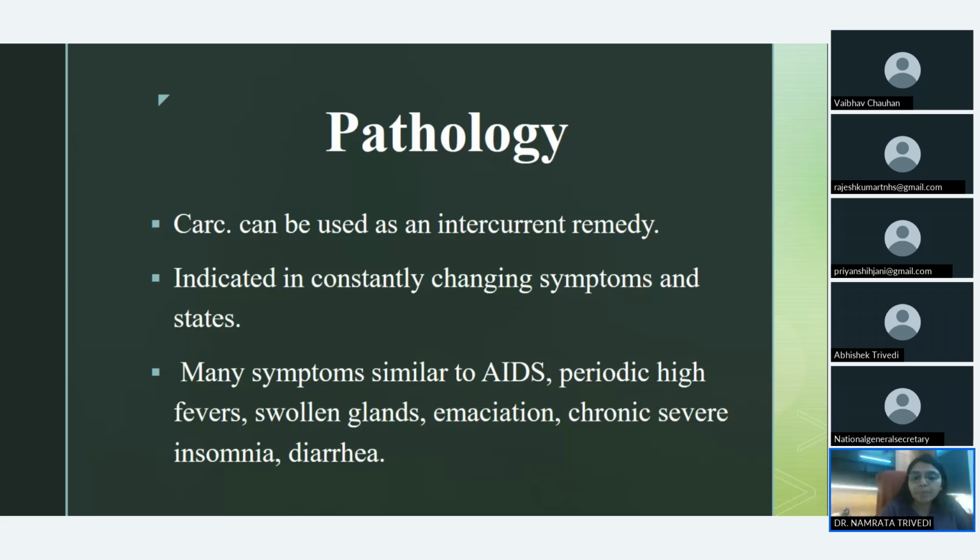It can also be used in cases of AIDS, or any cases with symptoms similar to AIDS, like periodical high fever, weight loss, swollen glands, long continued periodical high fever, emaciation, chronic severe insomnia or sleeplessness, and chronic diarrhea. We can use carcinosin in AIDS patients.